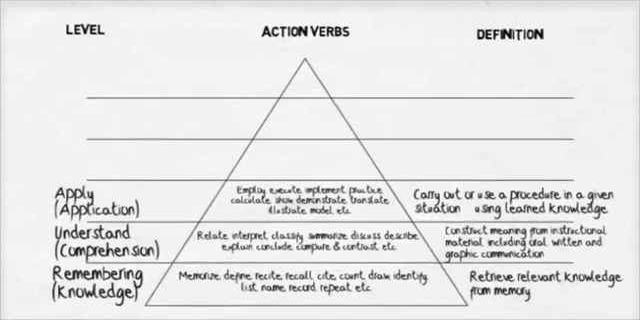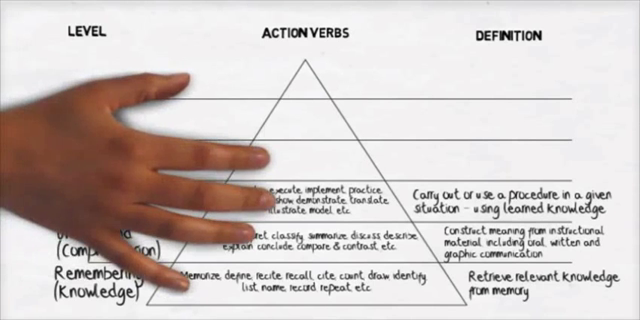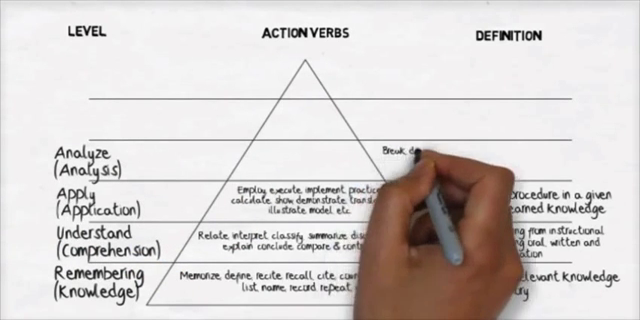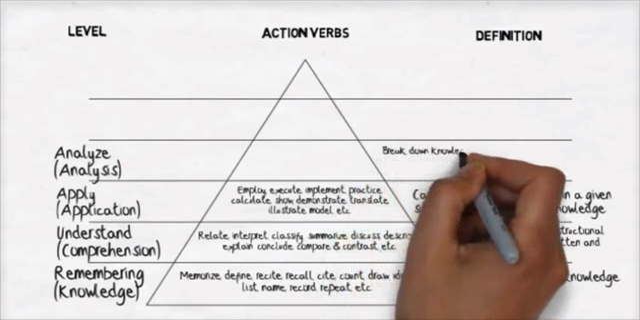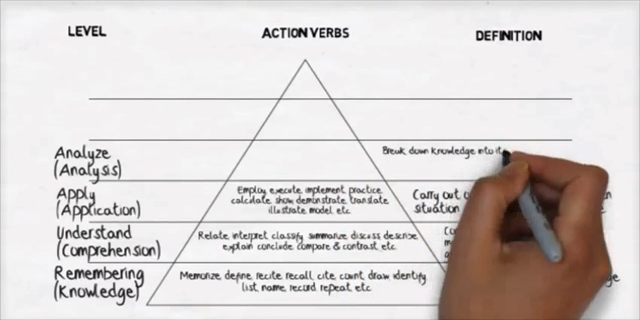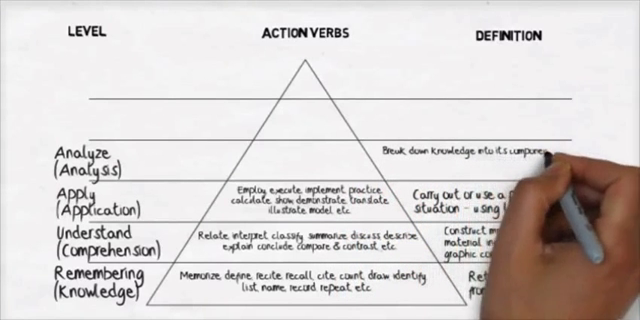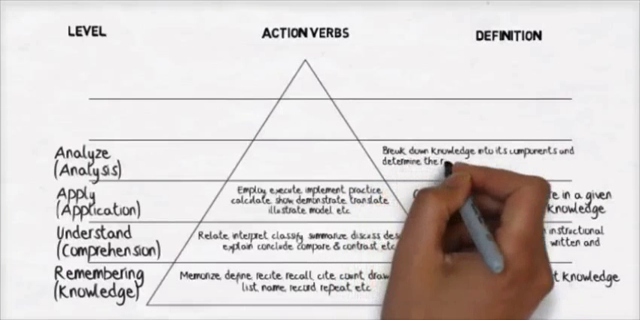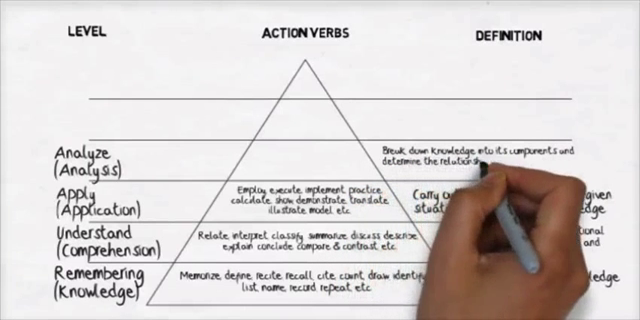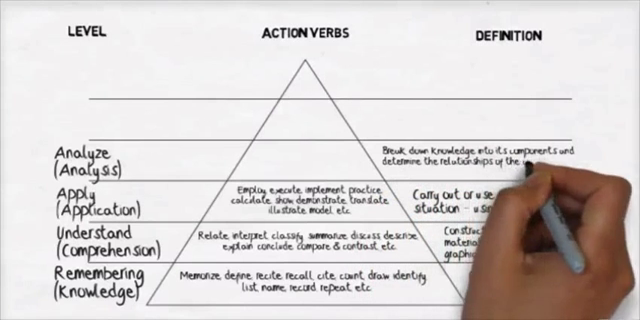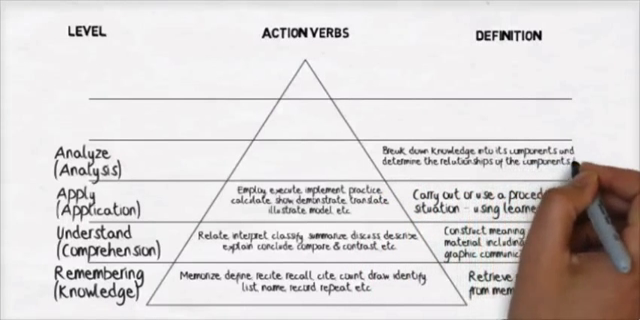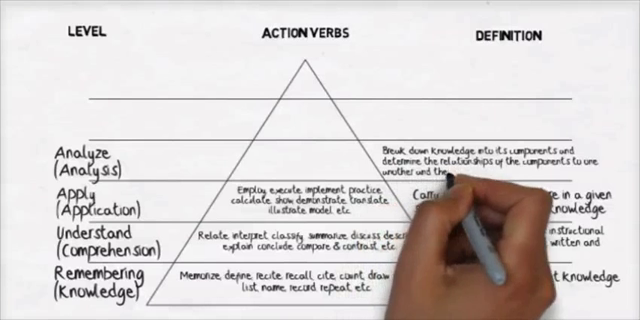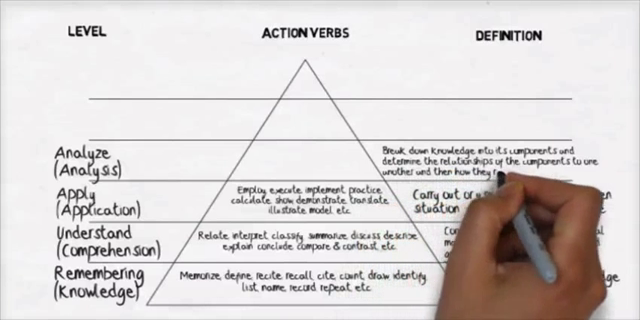Now, the fourth level of Bloom's, it gets up into the higher levels. It's analyze or analysis. And when we ask students to analyze, really what we're asking them to do is break down the knowledge into its component parts. And not only that, but then be able to recognize or determine the relationships of those components either to one another, and then, of course, how they relate to a particular structure or a task that we would like the students to demonstrate.